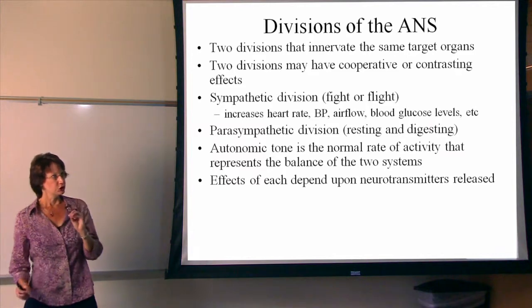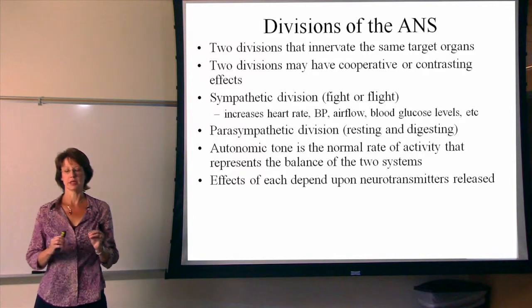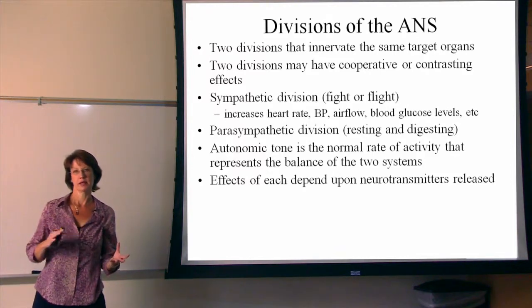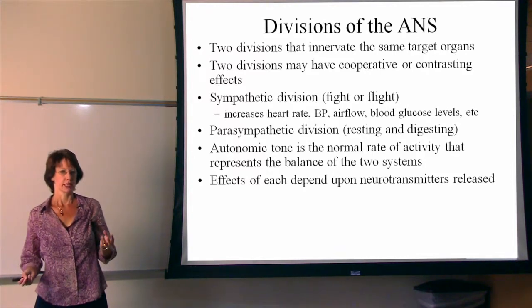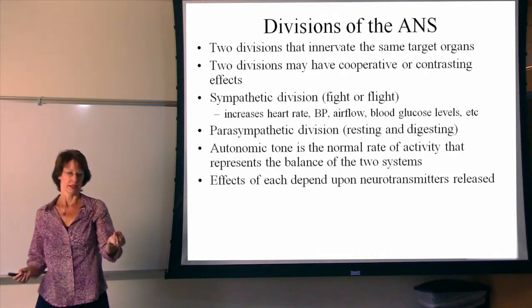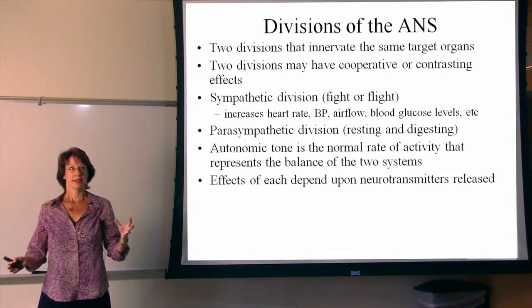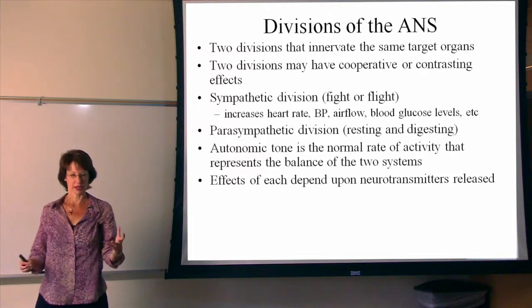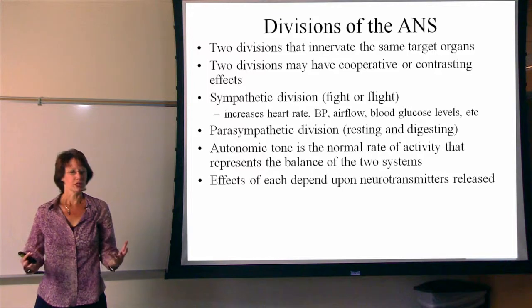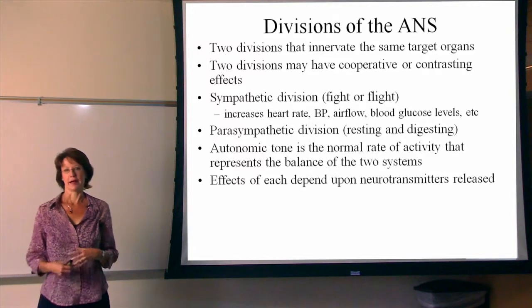There are two major divisions of the autonomic nervous system. They are called the sympathetic and the parasympathetic divisions. The sympathetic division is nicknamed fight or flight. That is the set of reactions that are triggered when there is a rush in your body.